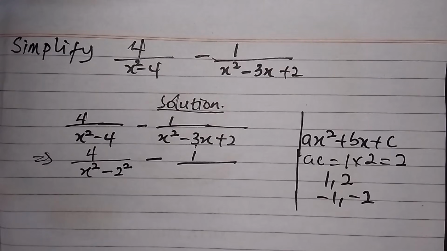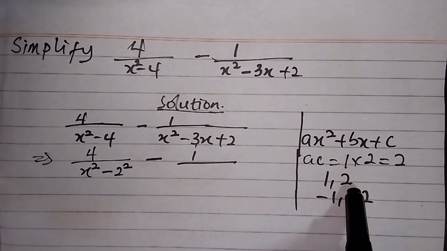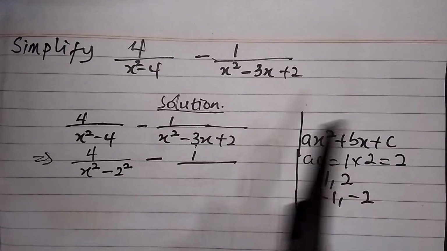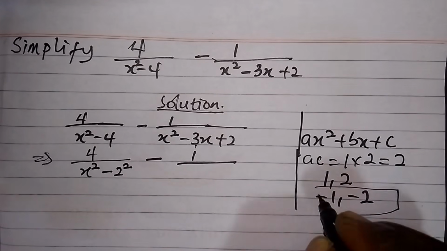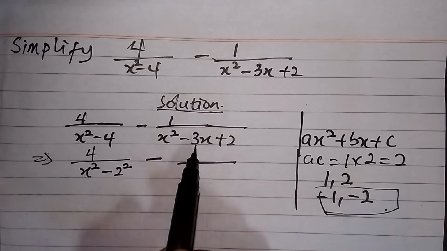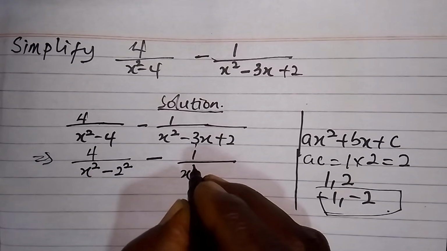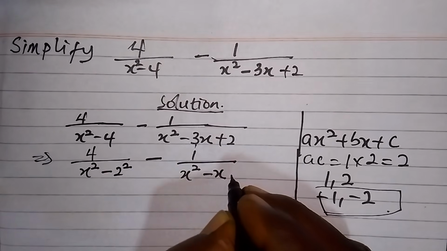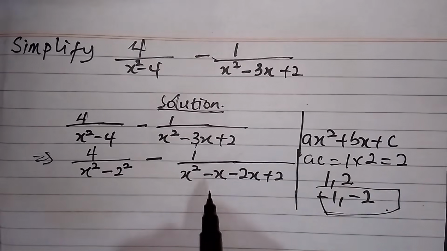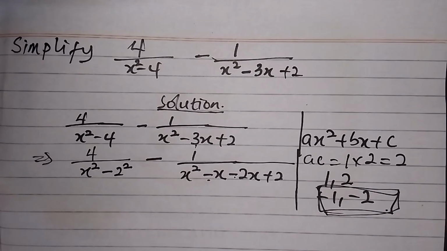With this, which of them add up to give us minus 3? 1 plus 2 gives us positive 3. Minus 1 plus minus 2 gives us minus 3. So this is the factor we are going to use. These two factors are going to replace the minus 3x in the expression. So this becomes x squared minus x minus 2x plus 2. Now they are minus because the factors we had are negative, so we make use of negative.